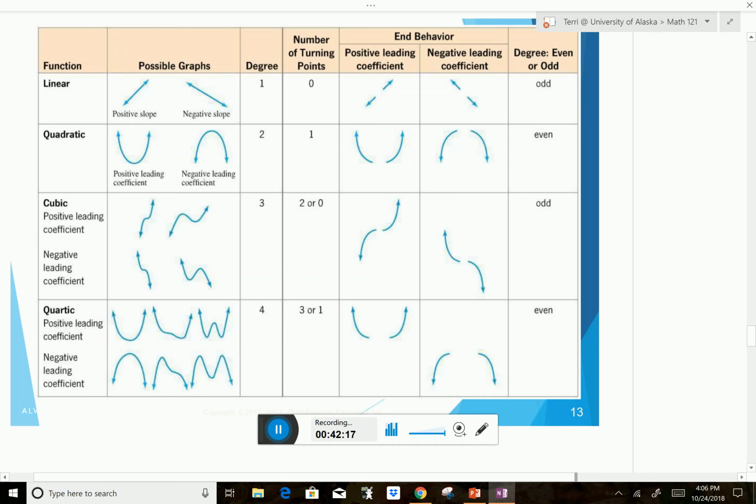So a cubic, of degree 3, has either 2 or 0 turning points. It can't have 1 because if it turns at all, it has to turn again. And here's our end behavior: one side up, one side down. The right side's up if it's positive, the right side's down if it's negative. And then the quartic can do all of these weird looking things. 3 or 1 turning points, and it's either both sides up or both sides down because it's an even degree.